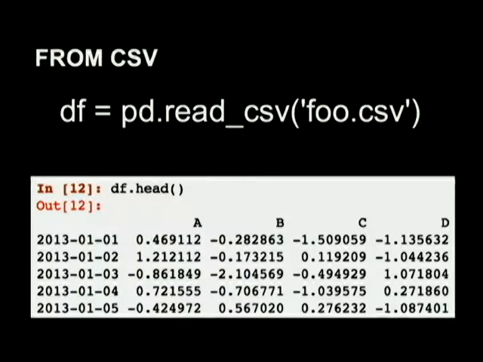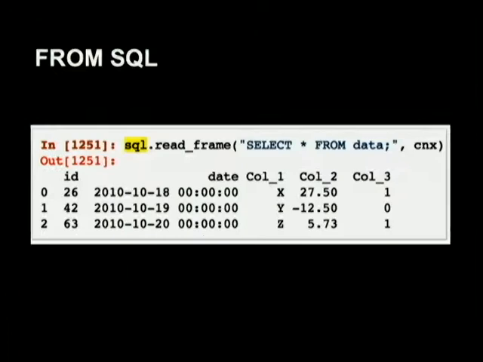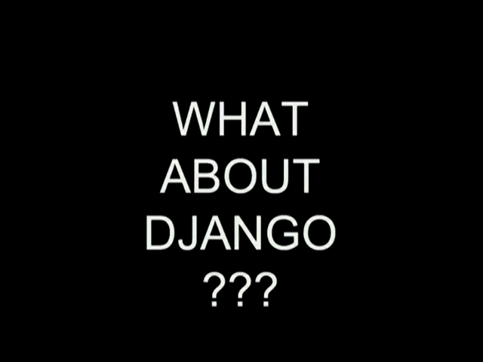This is reading from a CSV file into a data frame. Again, it's just a 2D data structure. A, B, C, and D could be any column names that our data has. And then we can do all kinds of calculations on it. So this is, you know, means, quintiles, max, min. There's all kinds of things you can do with your data. You can read it from SQL, but you can't read it from Django.